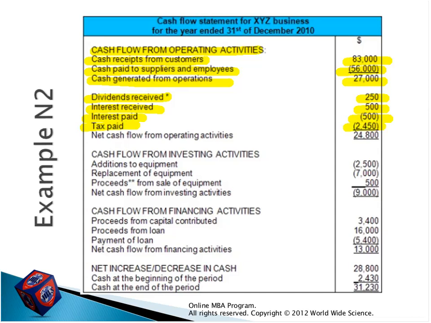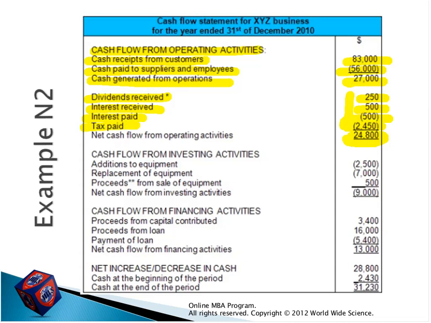Sorry, and the total of the operating activities would be 27 minus all these and plus this, which would be 24,800. So we have a cash flow from operating activities which is equal to 24,800. Let's see what we have under cash flow from the investing activities.